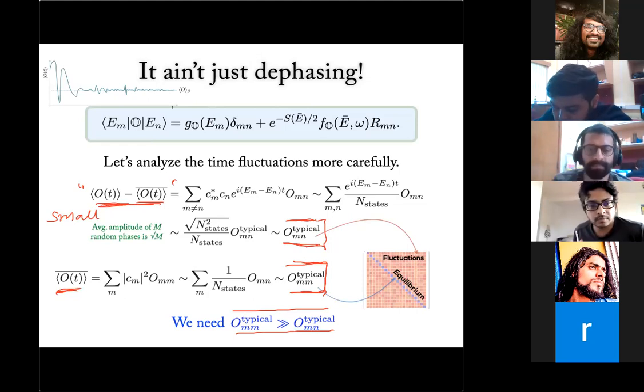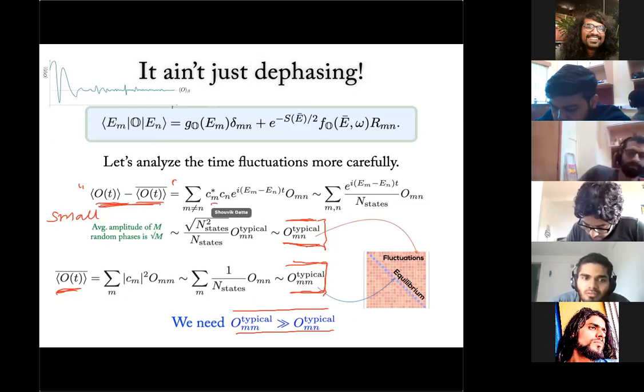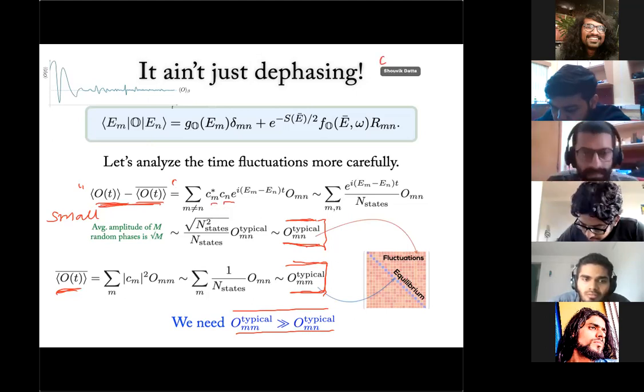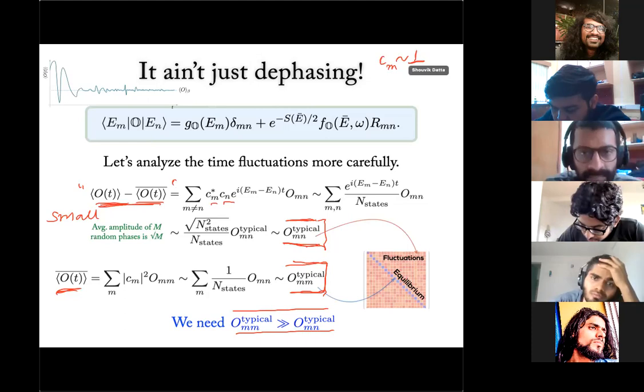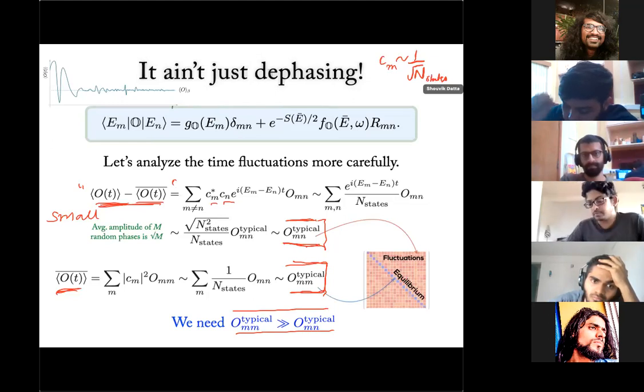Okay, thanks. Shouvik, could you tell me once again, how did you get this 1 by n states? I am confused about that. This one comes from these. I'm assuming that the CMs are normalized. The initial state is normalized appropriately, so that these CMNs are roughly one over the square root of the number of states. That's all.